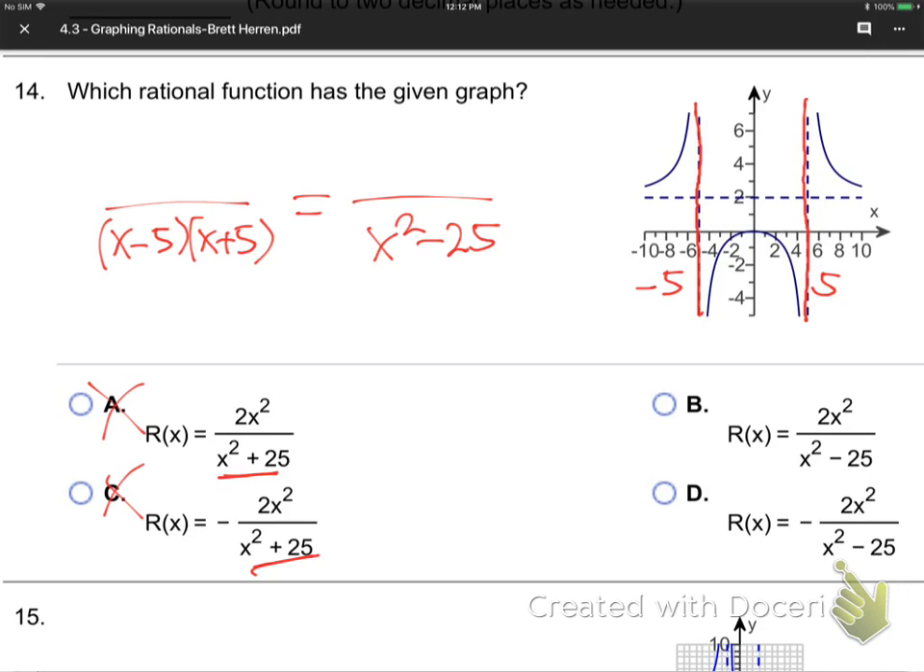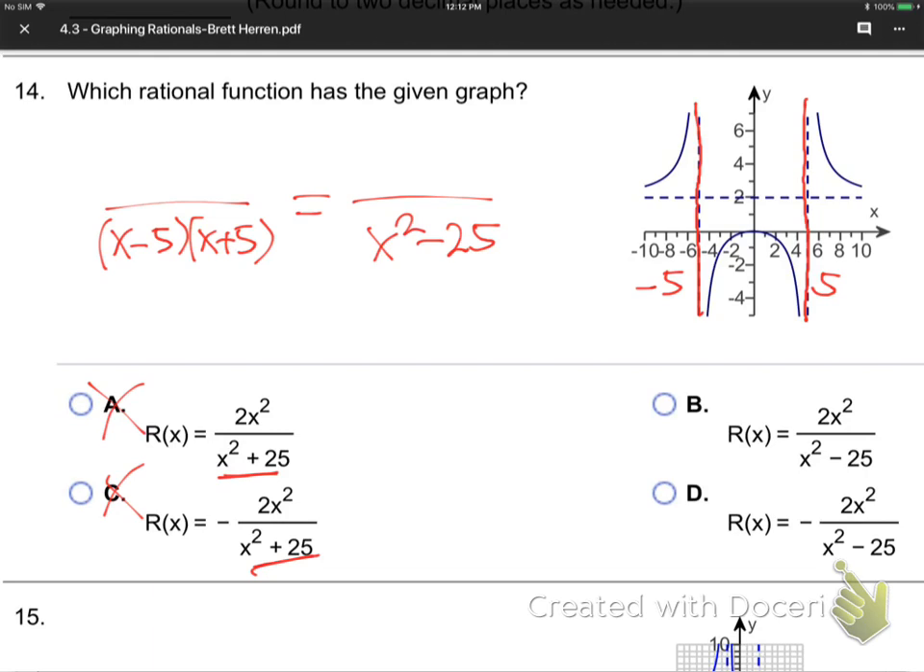What do you think? Is it B or is it D? One is negative, one is positive. What's the only difference between B and D? They're pretty similar, huh? Oh, no negative. Yeah. D has the negative and B doesn't.